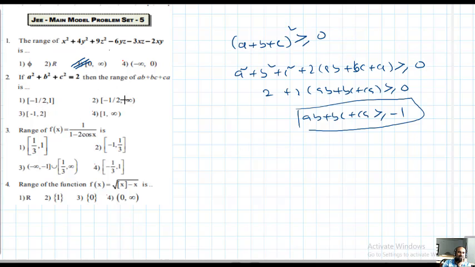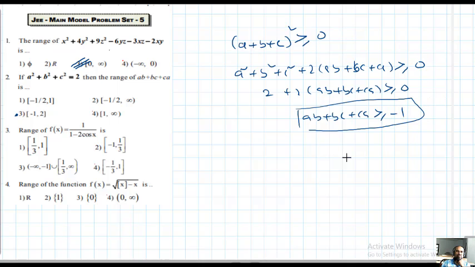See here, greater than or equal to minus 1. So this may be the option, but it is not concluded yet. This may be the correct answer for that: greater than or equal to minus 1. Okay. Now how do we find it? The value lies between minus 1 to something. What is that something? We should find it.